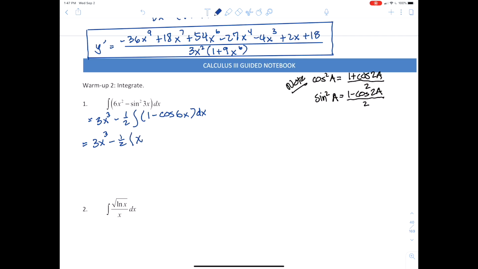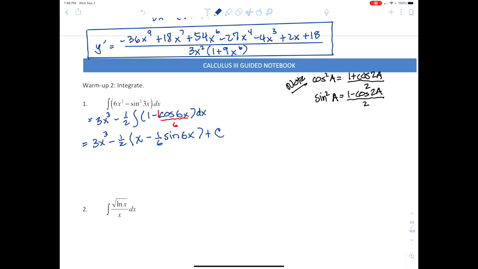x minus, so when I integrate the cosine function, I get the sine function, but I need a 6 dx, right? I need a 6 here, so I'll have to divide by a 6 to balance it out. And so I'll get minus 1/6 sine at 6x plus our constant of integration.